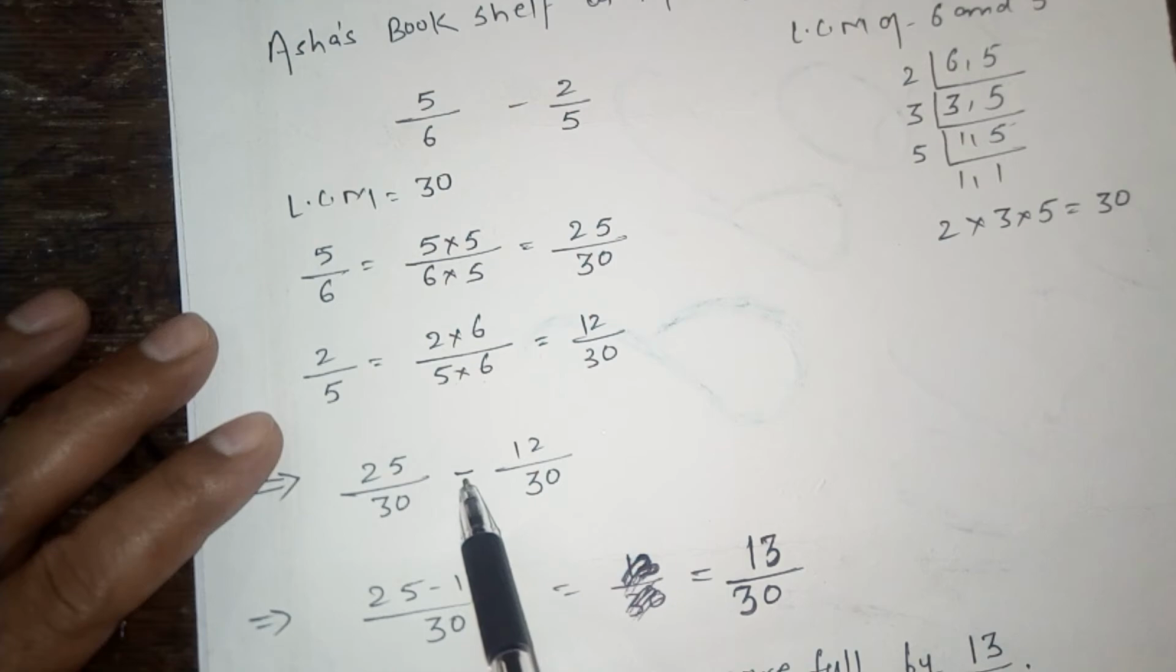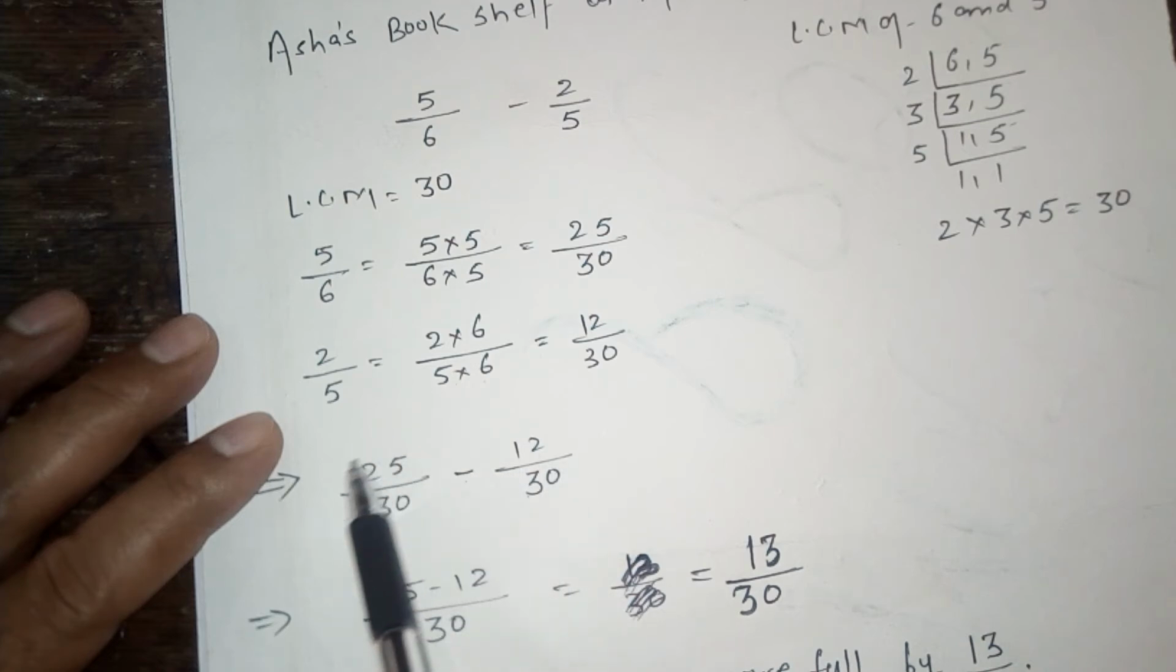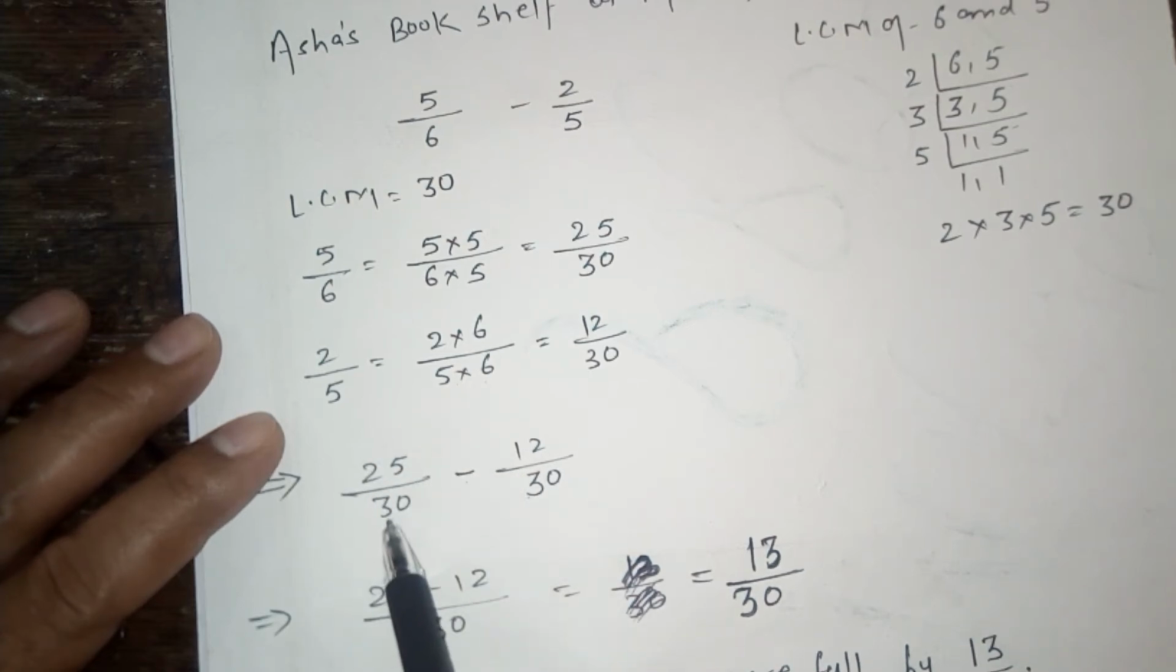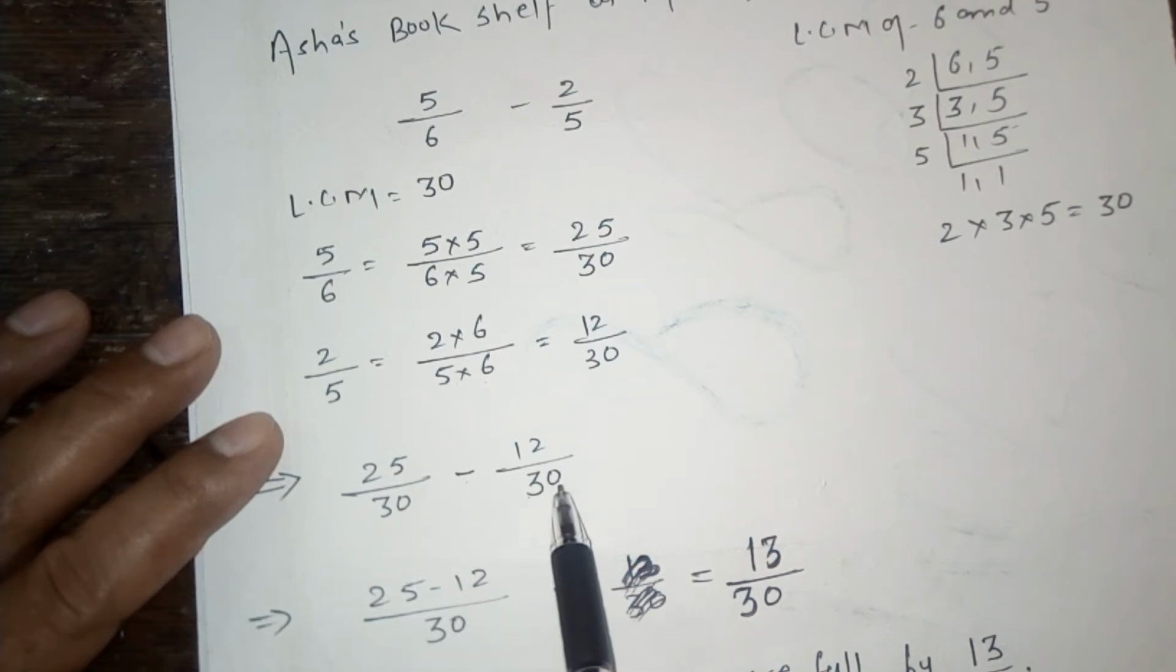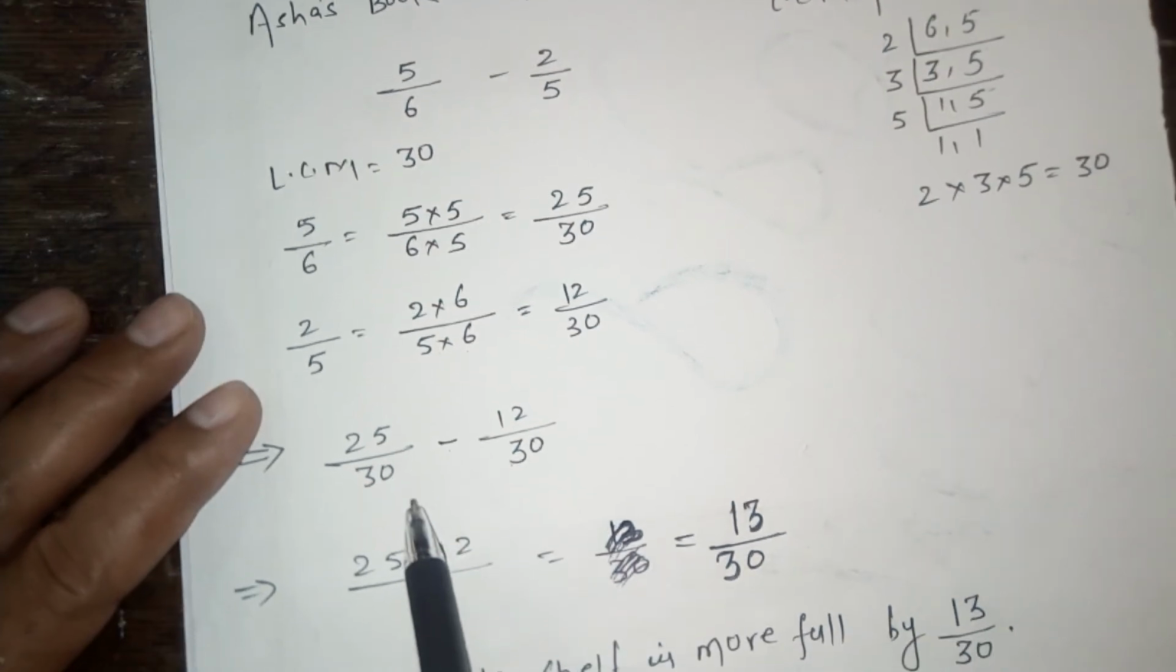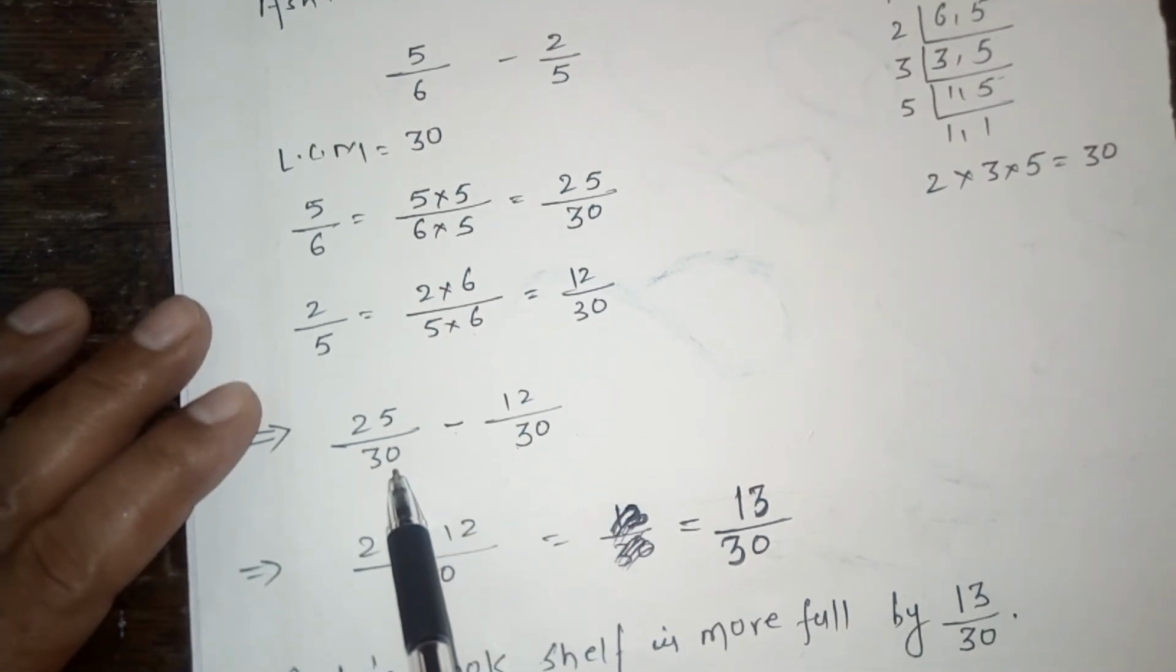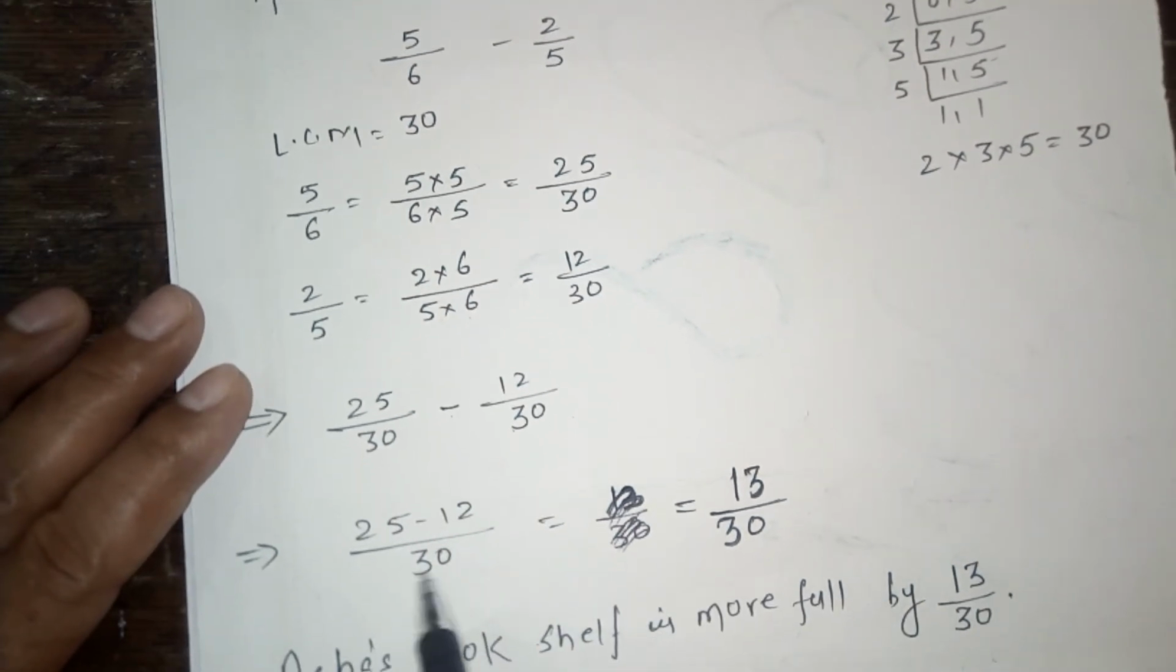25 upon 30 minus 12 upon 30. You know very well, these two fractions are like fractions, that's why the denominators are the same. The denominators are the same, that is 30. So the LCM of 30 and 30 is 30.